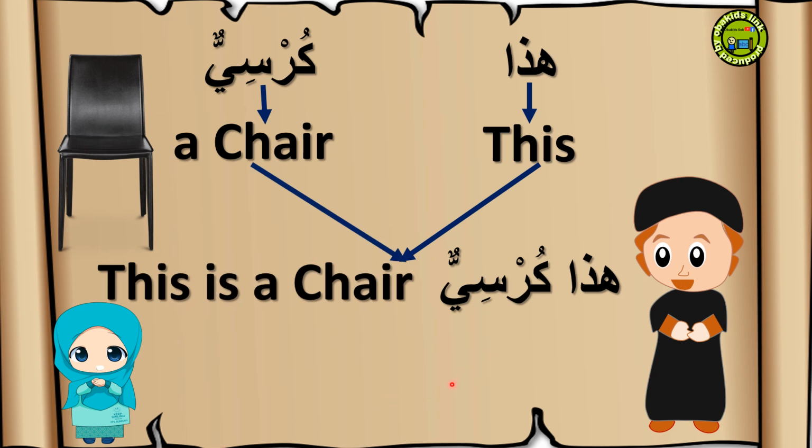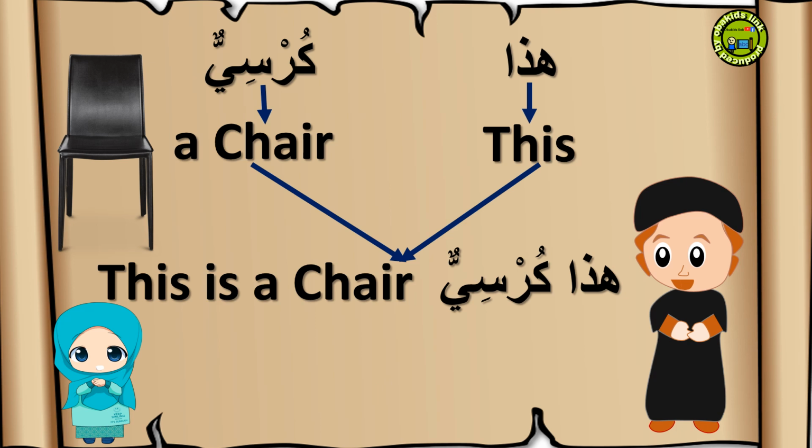Let us look at the example again. This is هذا. هذا is a singular demonstrative pronoun which means this. This is كرسي. كرسي is a singular noun which means a chair. Now if we combine هذا and كرسي together, it makes هذا كرسي, which means this is a chair.